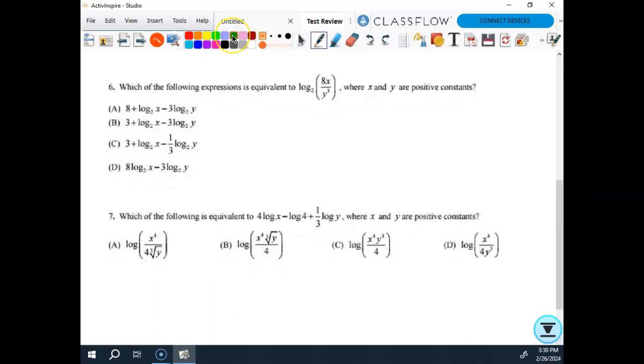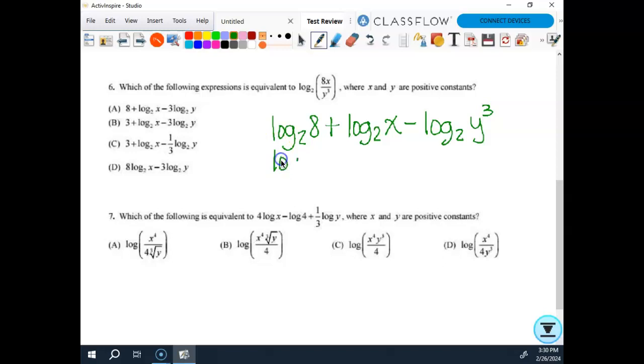Alrighty, number 6. Which of the following expressions is equivalent to this? So we're going to do the same type of thing. This is log base 2 of 8 plus log base 2 of x minus log base 2 of y cubed. All right, so some of us struggled with this one. Some of us got here. We were able to get then to log base 2 of 8 plus log base 2 of x minus 3 log base 2 of y, which made this a very popular answer.